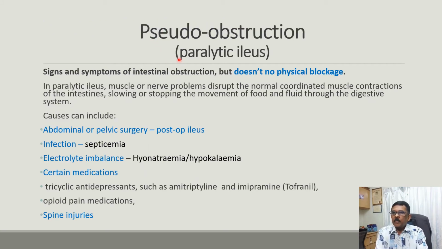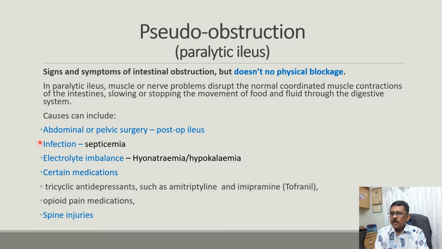Okay, next we come to pseudo-obstruction or paralytic ileus. As I said, these patients with pseudo-obstruction or paralytic ileus have signs and symptoms of intestinal obstruction, but they do not have any physical blockage. So I said it is due to a functional blockage where the motility of the bowel is affected, and this can be by various causes.